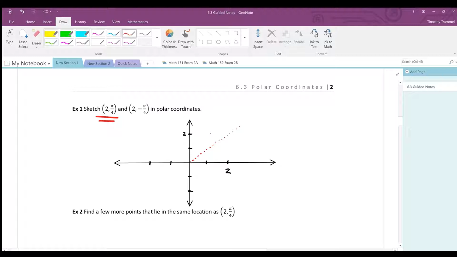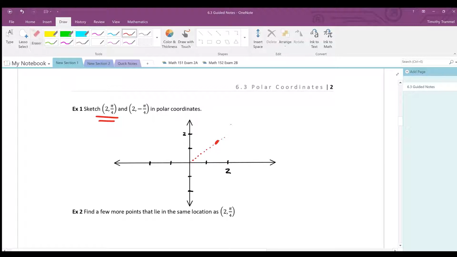And the only other thing we want to make sure is that we have a distance from the origin to our point with a length of 2, which is probably somewhere in here or so. Okay, but let's say we wanted to be a little bit more careful about plotting this.